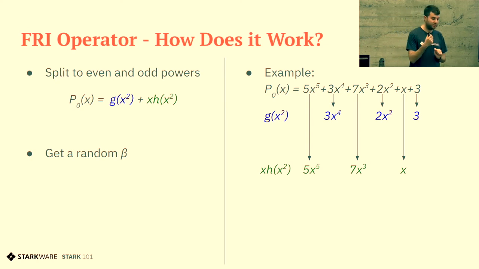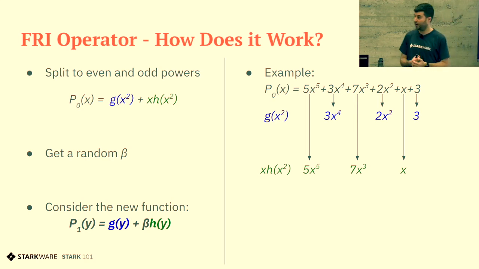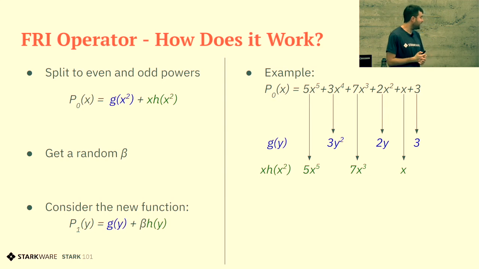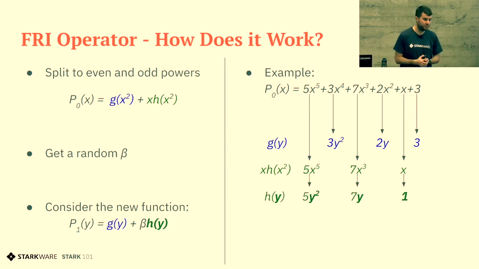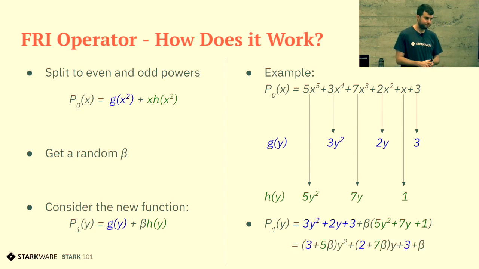So the verifier sends the prover the random beta, and now the prover will compute a new function, p1 of y, which is g(y) plus beta times h(y), where g(y) is this function on the right side, and h(y) is the green function on the right side. So p1 of y in this case will be this function, which can be expressed as this function. So why did we need to do it? How does it help us?